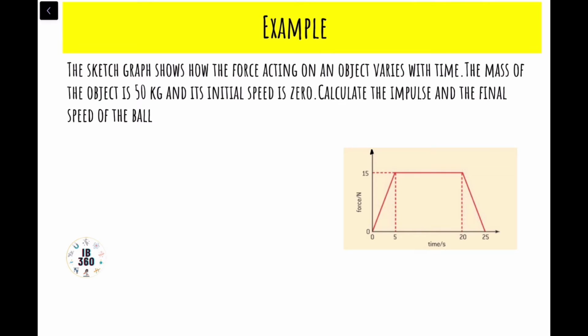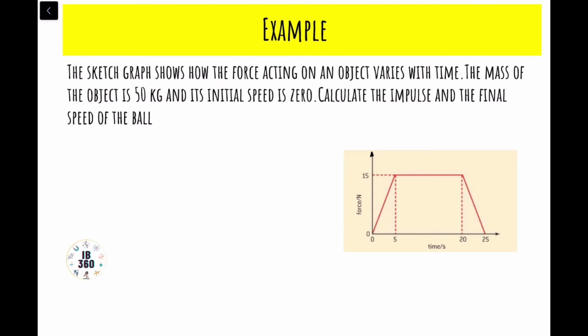Proceeding to the next example, the sketch shows the force acting on an object that varies with time. The mass of the object is 50 kg and the initial speed is 0. So initially the mass was 50 kg and it was at rest, because its initial velocity was 0. Then an impulse acted on the object, suppose in this direction.